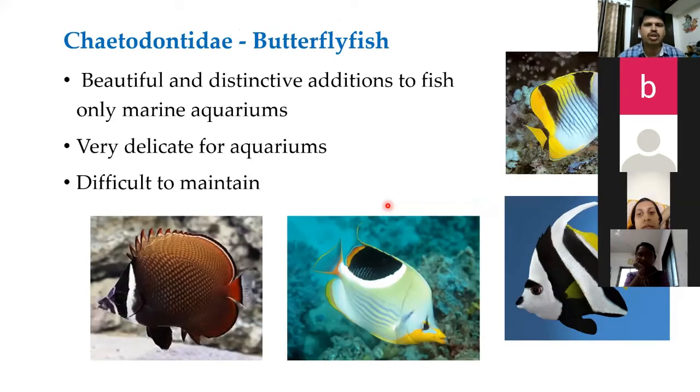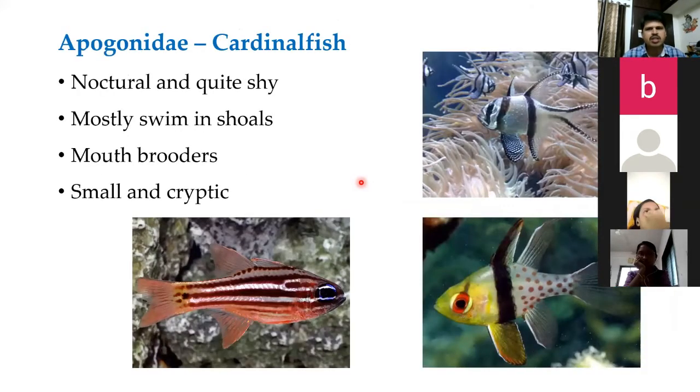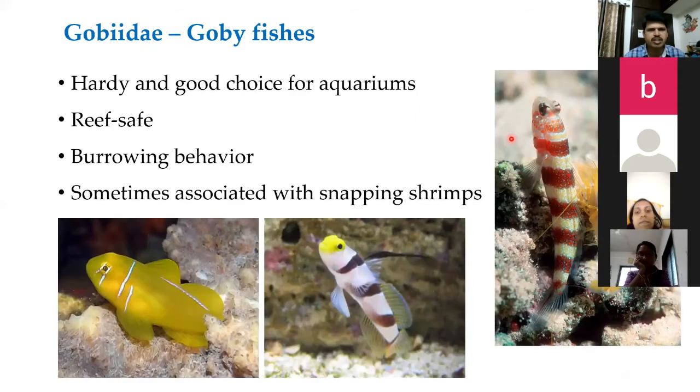And the next one is Chaetodontidae, or butterflyfish. They are all beautiful and distinct additions to marine aquariums. Another one is Apogonidae, or cardinalfish. These are all nocturnal, and usually they swim in shoals. And these are all specifically mouth brooders and mostly small in size. On the right, what we have is the Banggai Cardinal, and I will tell you a story regarding this, maybe a kind of case study.